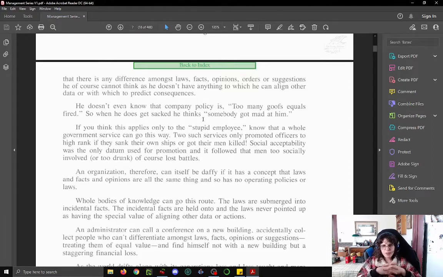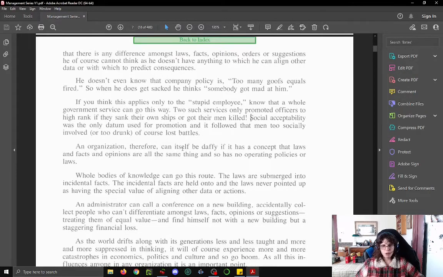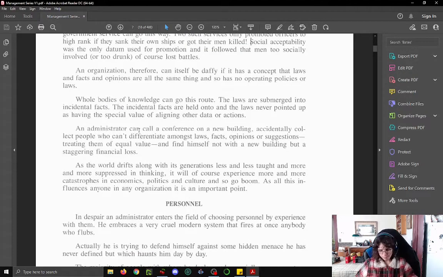If you think this applies only to the stupid employee, know that a whole government service can go this way. Two such services only promoted officers to high rank if they sank their own ships or got their men killed. That's stupid. Social acceptability was the only datum used for promotion, and it followed that men too socially involved, or too drunk, of course, lost battles.